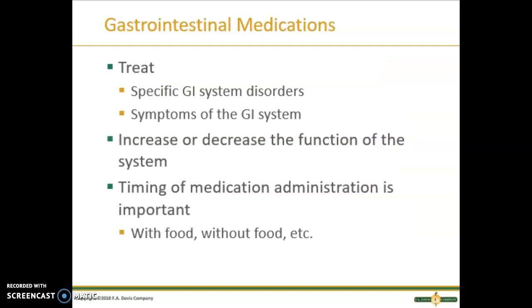Medications for the GI system either treat specific disorders or control certain symptoms. So medications work to increase or decrease function by changing the muscle tone or replacing deficient enzymes or increasing or decreasing the emptying time. Also, a medication can regulate the rate of passage through the GI system. Timing of GI medication administration is very important.